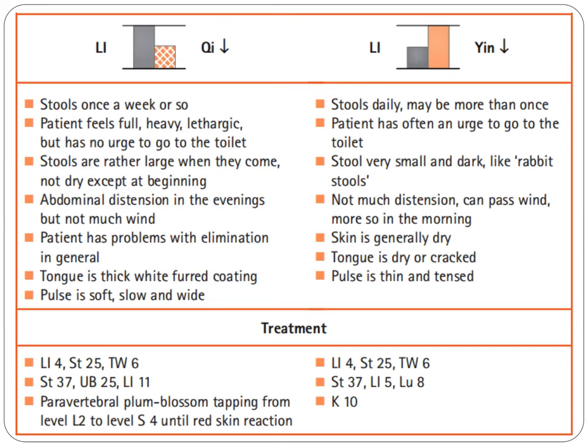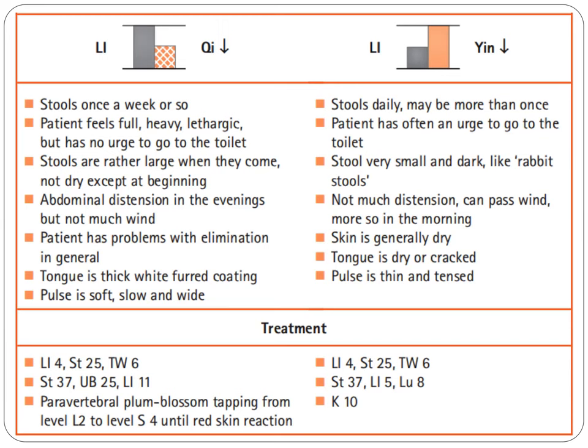Next, the large intestine, our diagram: decreased yin and normal yang. Stools daily, may be more than once. The patient often has an urge to go to the toilet. Stools are very small and dark, like rabbit stools. Not much distension, can pass wind, more so in the morning. Skin is generally dry. Tongue is dry or cracked. Pulse is thin and tense.